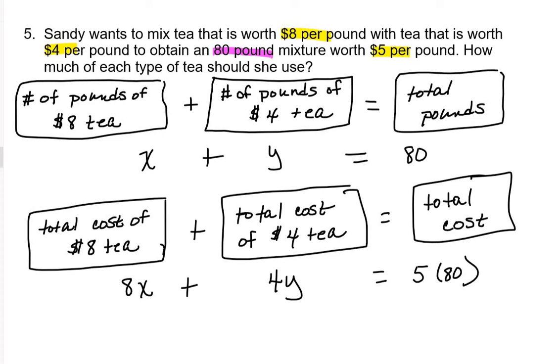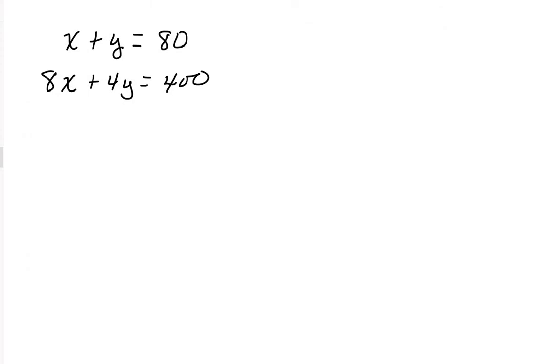What I want you to notice is that this first equation has the X, the Y, and the 80. For my second equation, I'm going to use X and Y and 80. The numbers that are up front of those highlighted parts are the $8 per pound, $4 per pound, and $5 per pound. Right, so each of those costs are multiplied by pounds. So now let's rewrite our 2 equations. Now I'm going to go ahead and multiply out this 5 times 80 and get 400. So there are my 2 equations.